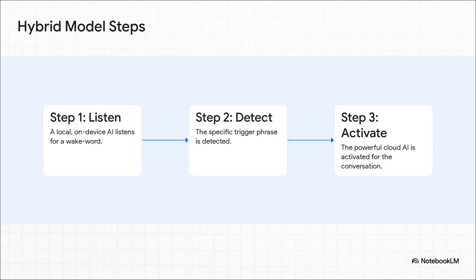So here's how it works, and it's beautifully simple. You have a small, very efficient AI that runs locally on your device. Its only job is to listen for a wake word, like, "Hey Gemini." It is not recording everything. Only when it hears that specific phrase does it wake up the main system and call the powerful cloud AI to handle the real conversation.